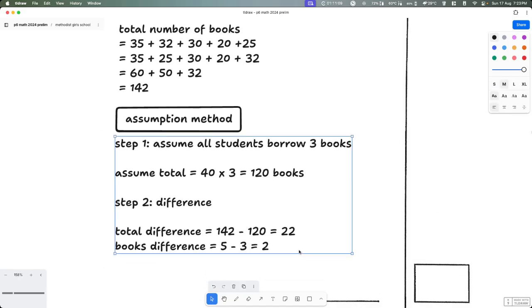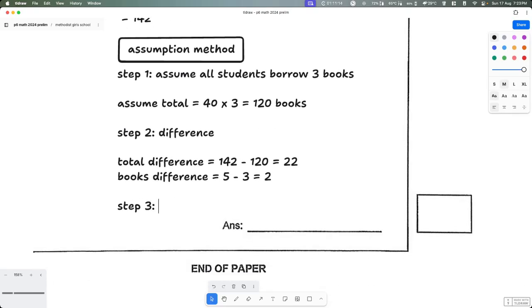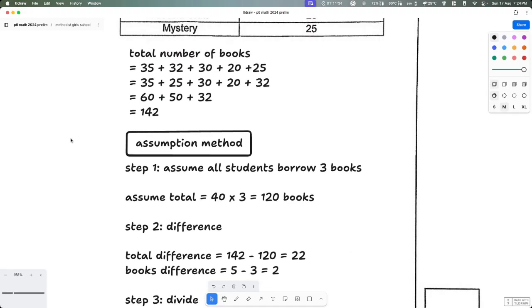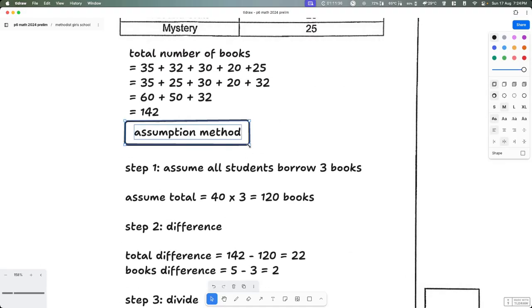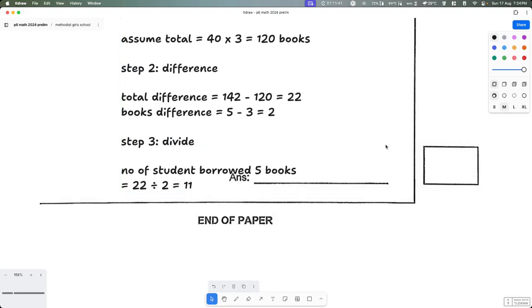So then lastly divide. So step 3 is then divide, which is basically number of students borrowed 5 books is equal to 22 divided by 2, which is 11. Okay, there you go. That's the answer. So let me just make this a little bit smaller so I can push this up. Okay, so the answer is 11. So 11 students. 11, there you go.